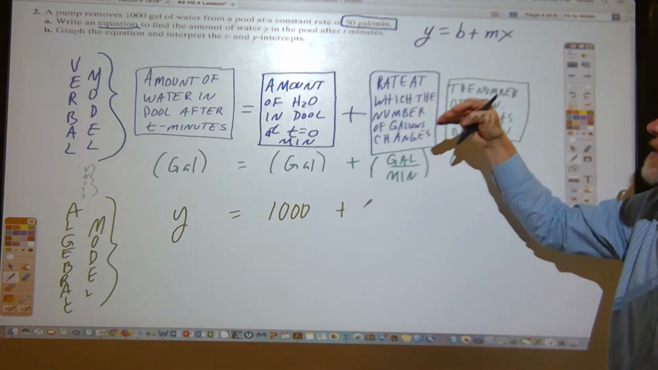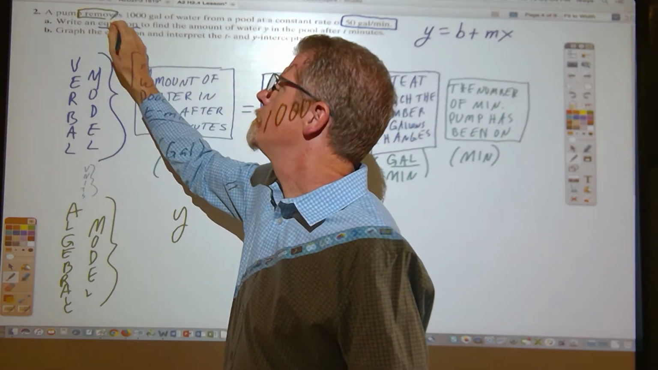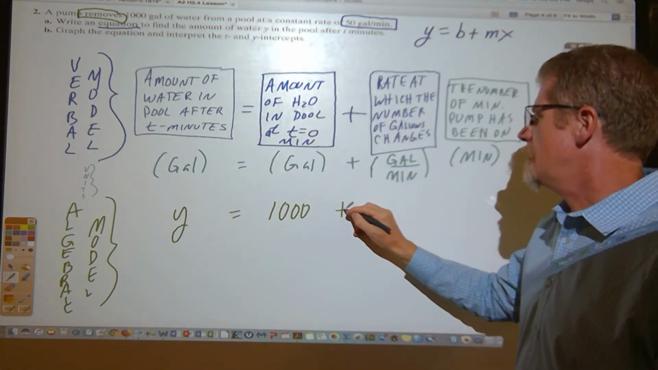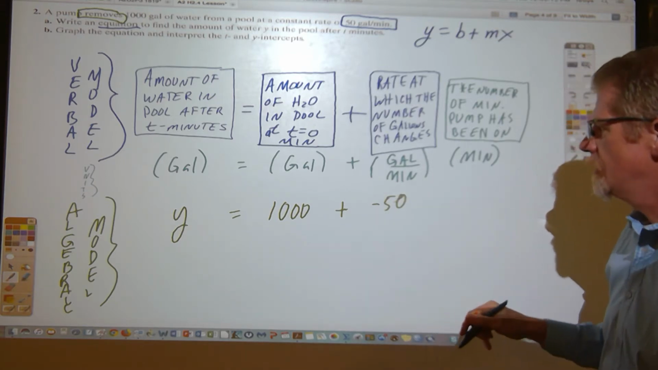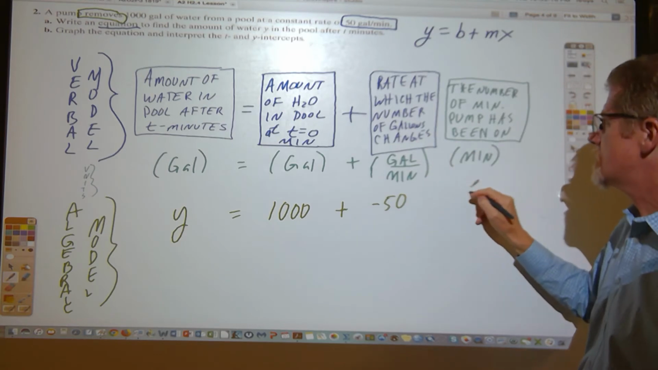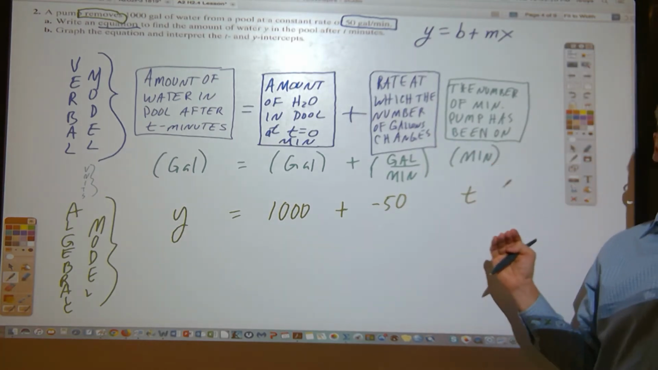What's the rate of change? Since you see the word remove there, that word remove is a verbal negative sign. So that means that the slope is negative 50 gallons per minute times the number of minutes. They've asked us to use the letter T to represent the number of minutes. So this is your algebraic model.